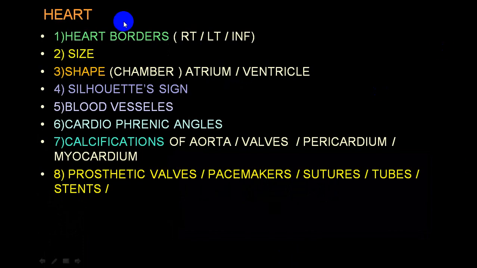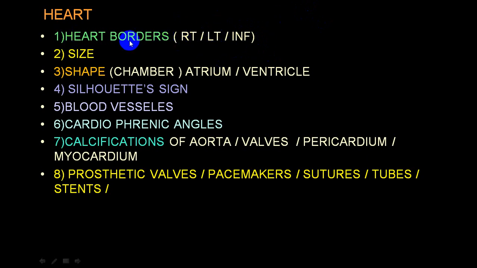Whenever you want to look at the heart size, before looking at the heart size, you have to look at what we call the heart border: right border, left border and inferior border. Actually, the inferior border you cannot differentiate from the diaphragm, that's why you cannot identify it. You can clearly identify the right border and left border.